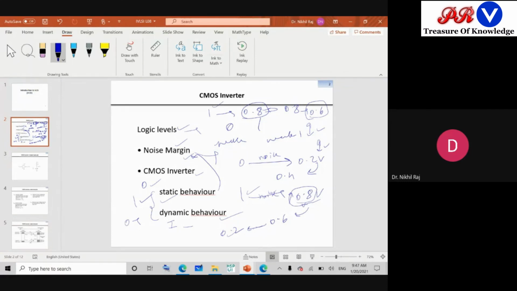So all these things are controlled. How? Due to switching speed. That switching speed is nothing but a function of delay, and that delay is a function of your RC delay. That RC is nothing but the parasitic capacitances associated with the transistor and the resistance offered by the transistor, which is a function of the dimensions of the MOSFETs. So that will be studied under dynamic behavior.